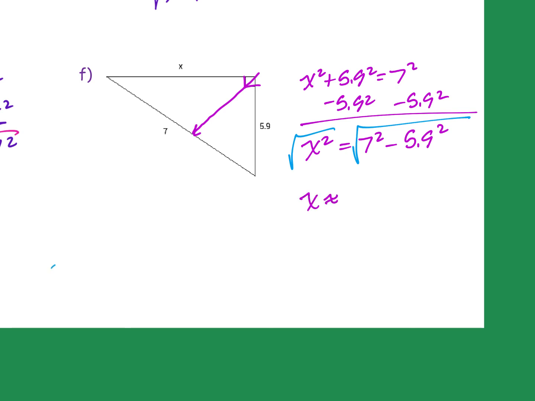X is going to equal 3.8 approximately. Okay? So any questions? I know we've done the Pythagorean theorem before, so this is basically just a review of the Pythagorean theorem before we start trig.